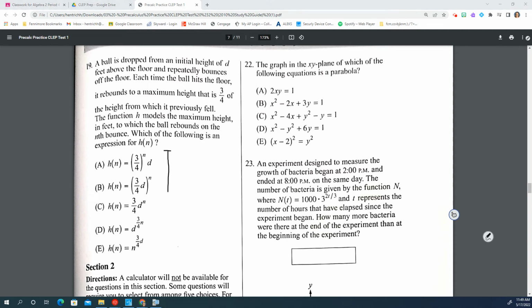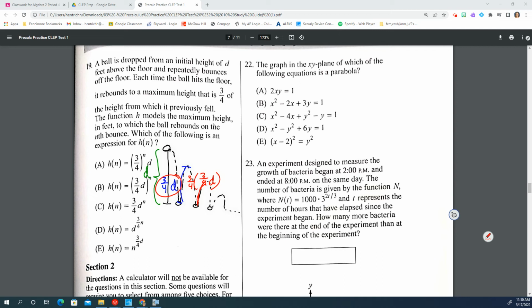All right, so just to give you a little visual here, this height we're calling d, and we're dropping a ball. So we drop the ball, it bounces, and then it bounces back up to 3/4 of the height that it fell from. Same thing, 3/4 of that height, etc. So this height is 3/4 of d, the distance it fell from, after my first bounce. After my second bounce, it's 3/4 of this. 3/4 of the previous.